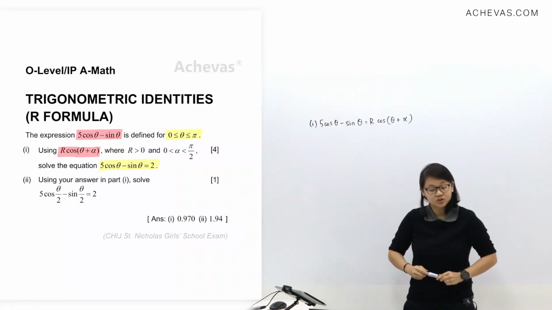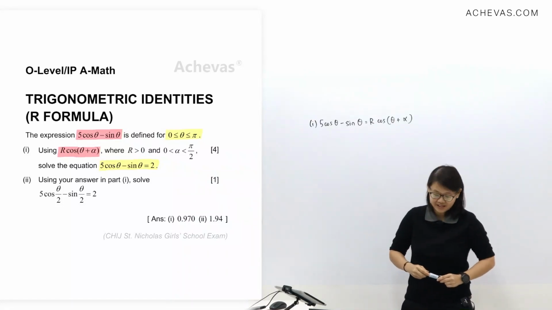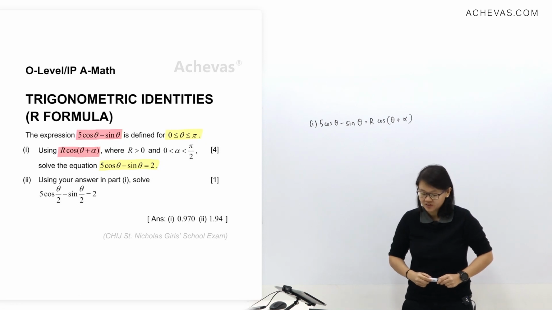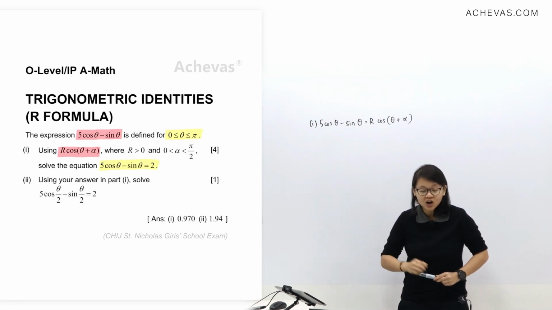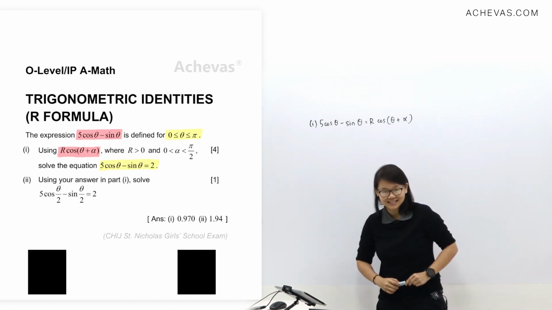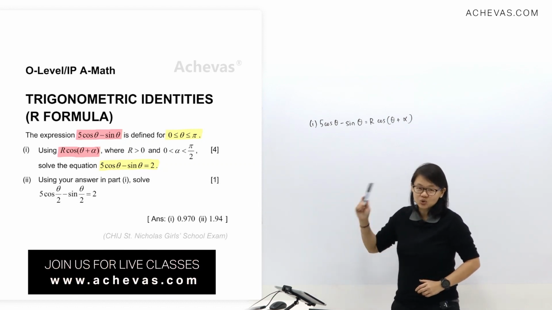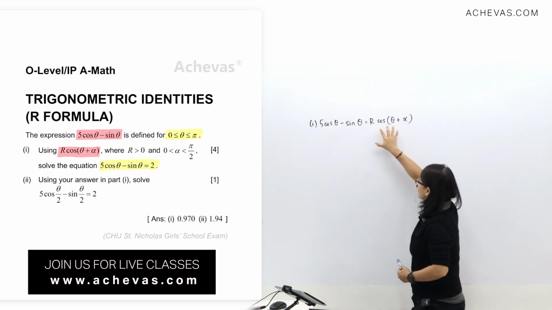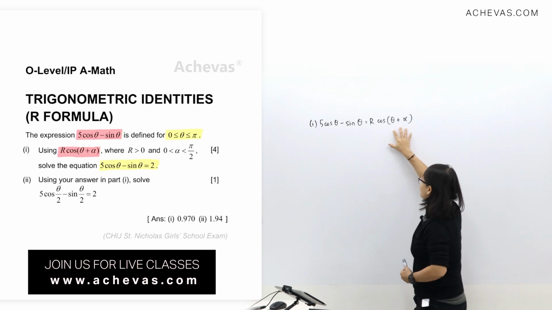Now let's take a look at trigonometric identities, our formula here. The expression 5 cos theta minus sin theta is defined for 0 to pi using r cos(theta plus alpha), where r is more than 0 and alpha is between 0 and pi over 2. Solve the equation 5 cos theta minus sin theta equals 2. Now this question already helps us to choose to express this into r cos(theta plus alpha).